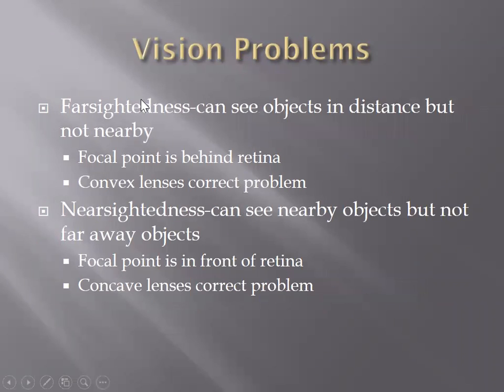Okay, vision problems. These are common vision problems, not the only ones. Farsightedness: you can see objects in the distance, but not nearby. The focal point is behind the retina. Convex lenses are called converging lenses, so they shorten the focal length and focus it on the retina, because it was behind it.